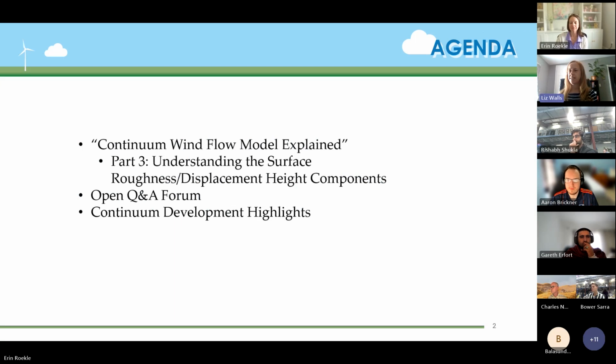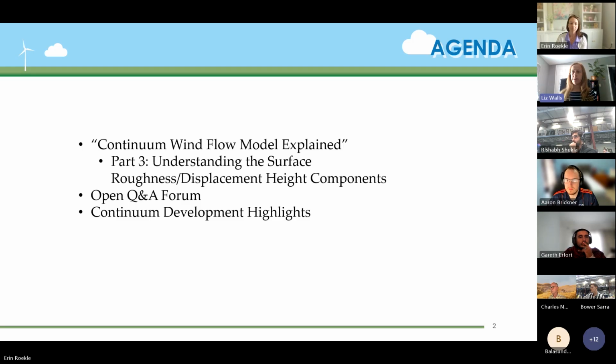First thing on the list for today is we are continuing our wind flow model lecture series that we're calling the Continuum Wind Flow Model Explained. Today we'll be covering part 3 of a 6-part series. In today's session, we'll be exploring the surface roughness and displacement height components of the model. We'll be looking at land cover types and how those are converted to surface roughness and displacement height, and how we have used the log law profile to take into account changes in roughness and how that impacts wind flow.